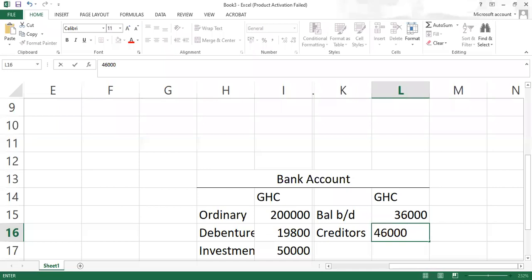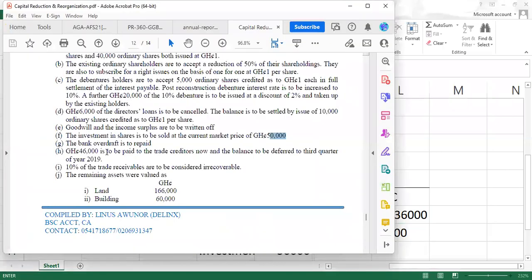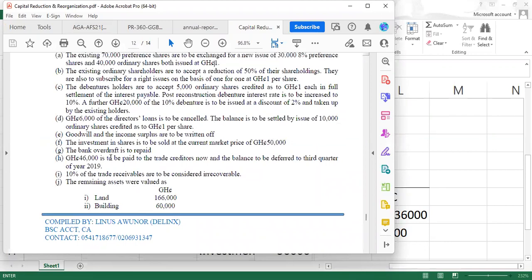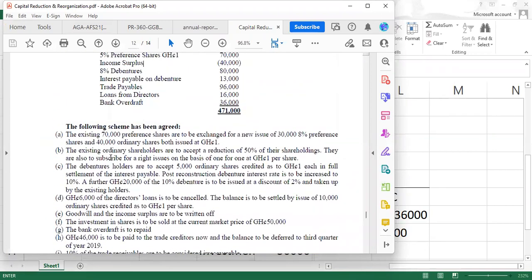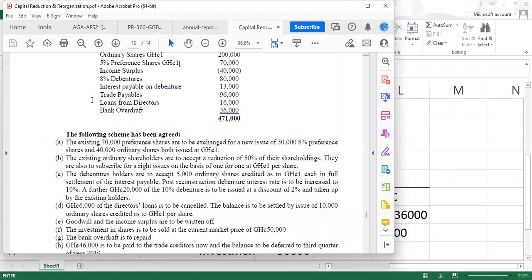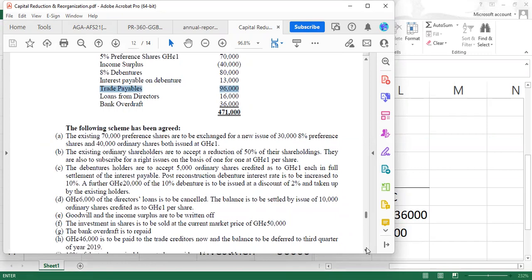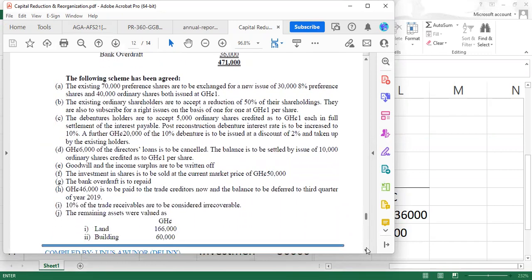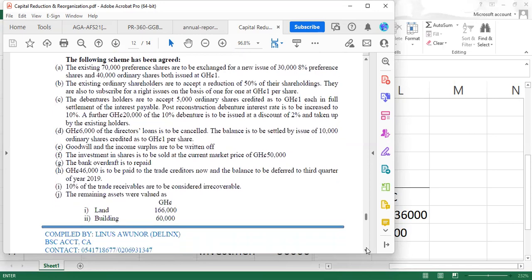Okay, let's move on. So 46,000 is to be paid to the creditors now, and the balance to be deferred to third quarter of Year 2019. So let's count to the balance. Let's count to the creditors. What is the trade payables figure? 96,000. Now we are paying 46,000. How much will be left? 50,000. So we are going to defer the 50,000 and pay it later. So the creditors balance that will be in the statement of financial position will now be 50,000.